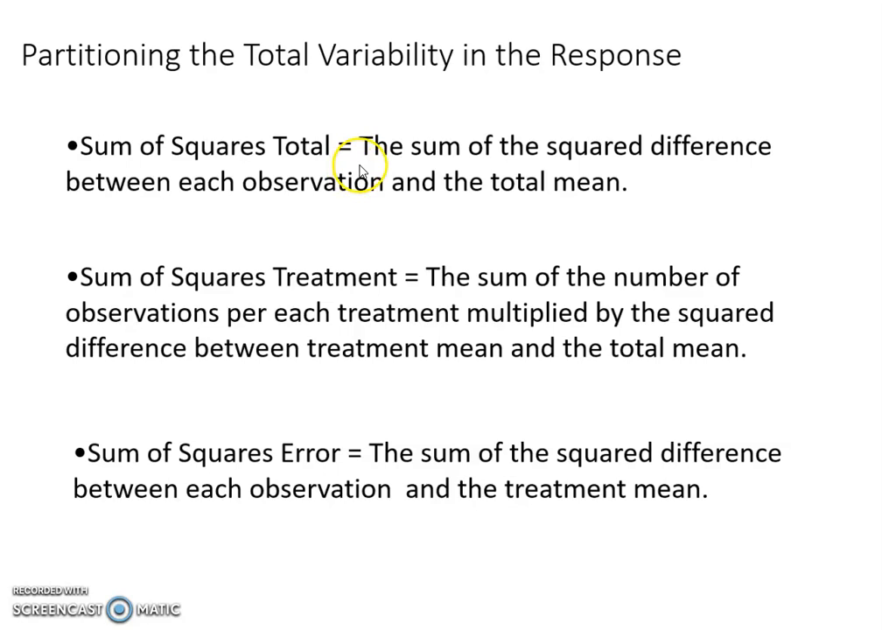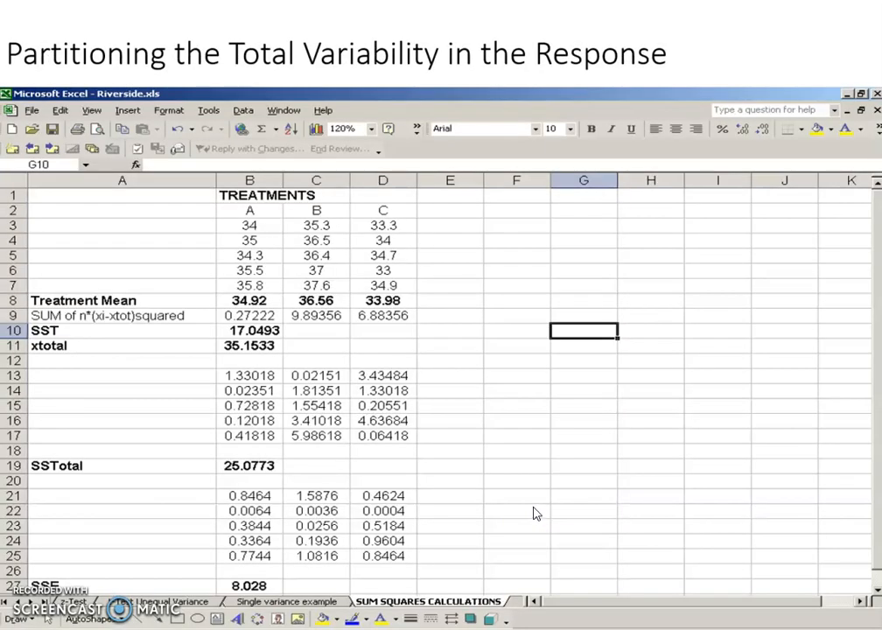So the sum of squares total is equal to the sum of squared differences between each observation and the total mean. And the sum of squares treatment is the sum, over each treatment, of the number of observations multiplied by the squared difference between the treatment mean and the total mean. The sum of squares of error is the sum of the squared difference between each observation and its treatment mean.